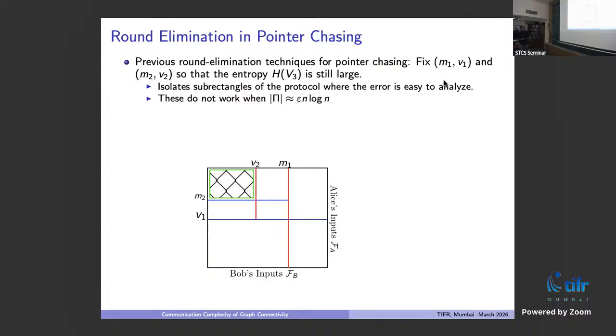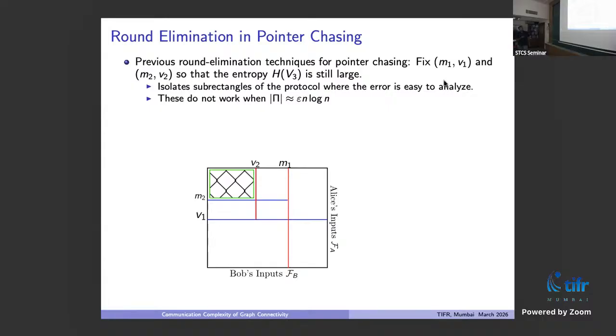Now, within this subrectangle, further, if you fix V1, notice that V1 depends on Alice's input, and therefore it's a horizontal cut. So when you do this, what happens? You're going to look at this particular subrectangle where V1 is fixed. And once you fix V1, you try to show it becomes easier to analyze the error. And similarly, now you fix M2 and V2, formed by a horizontal and a vertical cut respectively.